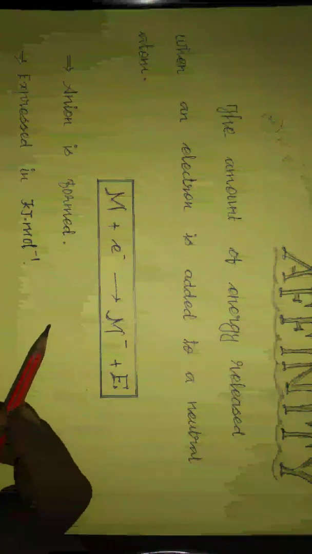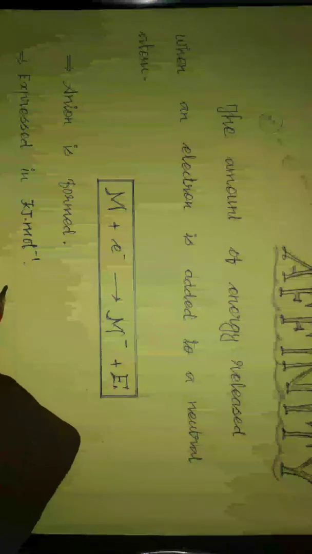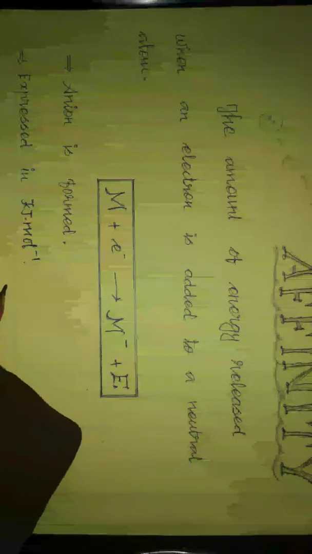What is the definition? The amount of energy released when an electron is added to a neutral atom. When an electron is added to a neutral atom, whatever energy is released is called electron affinity. So M plus e minus gives M minus plus energy. As a result, an anion will be obtained, and this released energy is expressed in the units kilojoule per mole. Then we can see how it varies across a period and along a group.